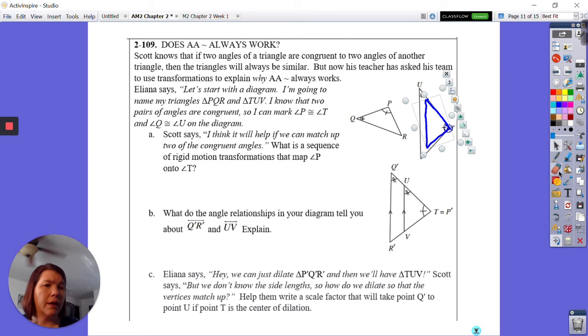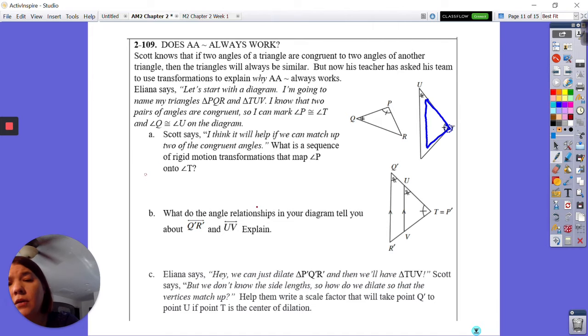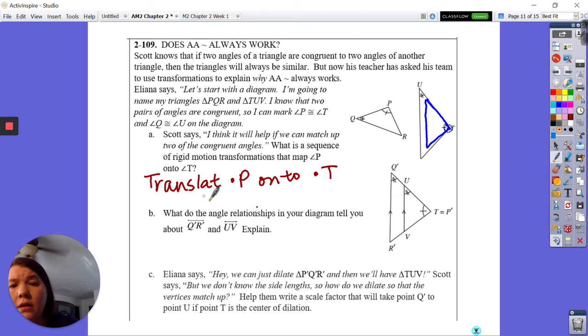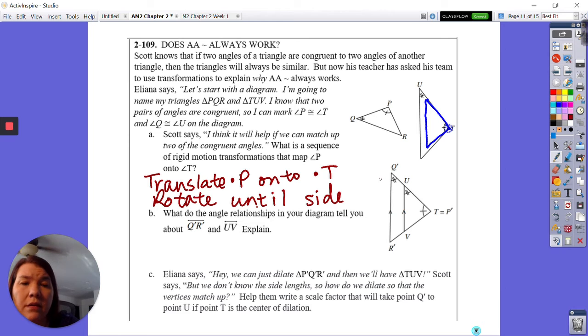So let's go ahead and write that down. Translate point P onto point T. Then rotate until the sides are on top of each other.